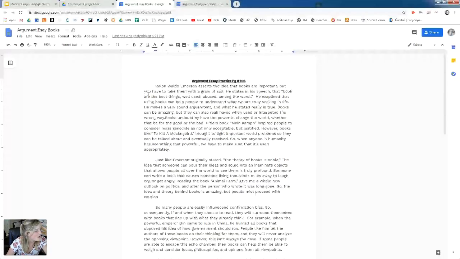So many people are easily influenced by confirmation bias, so consequently, if and when they choose to read, they will surround themselves with books that line up with what they already think. For example, when the powerful Emperor Qin came to rule China, he burned all the books that opposed his idea of how government should run. People like him let the authors of these books do their thinking for them, and they will never analyze the opposing viewpoint. However, this isn't always the case. If some people are able to escape the echo chamber, then books can help them to weigh and consider ideas, philosophies, and opinions from all viewpoints.